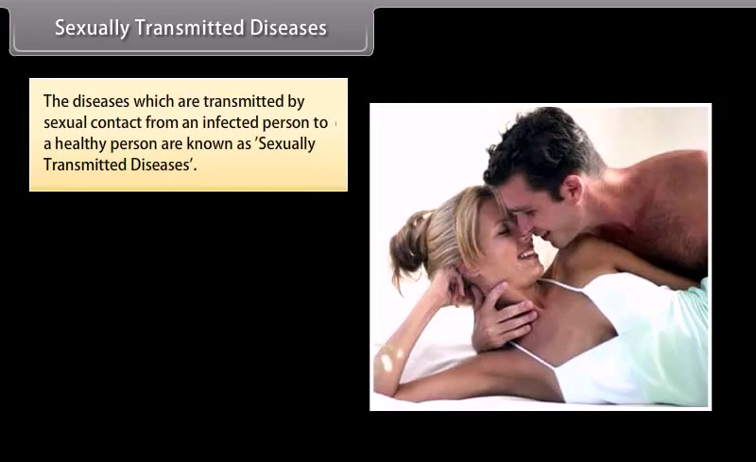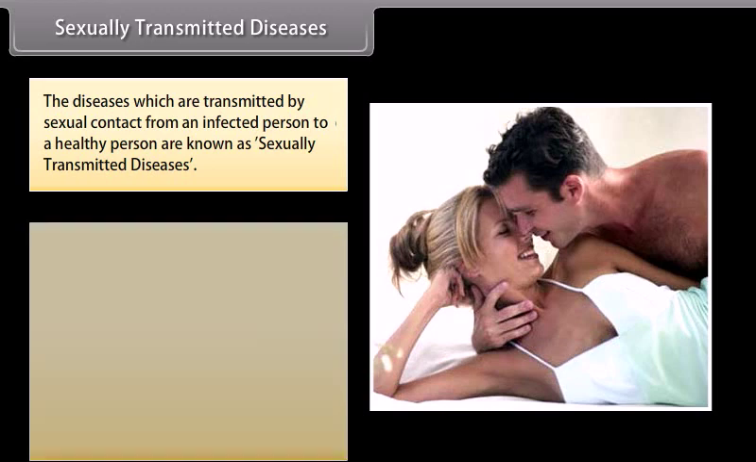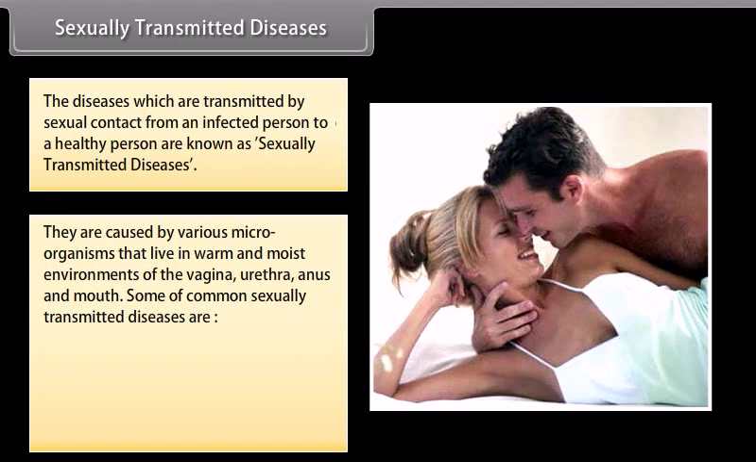Sexually transmitted diseases. The diseases which are transmitted by sexual contact from an infected person to a healthy person are known as sexually transmitted diseases. They are caused by various microorganisms that live in the warm and moist environments of the vagina, urethra, anus, and mouth. Some of the common sexually transmitted diseases are gonorrhea, syphilis, trichomoniasis, AIDS.